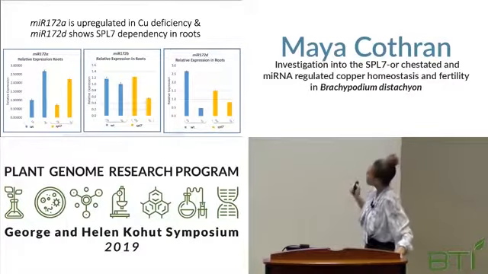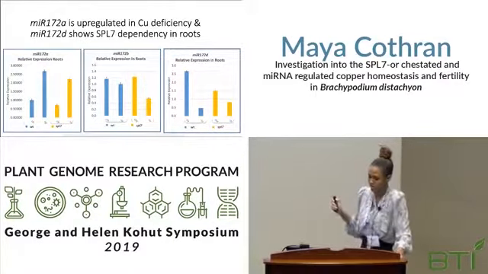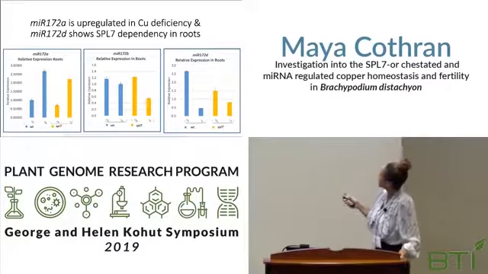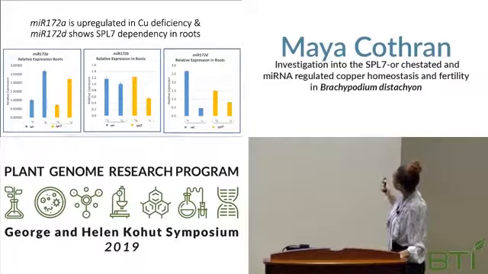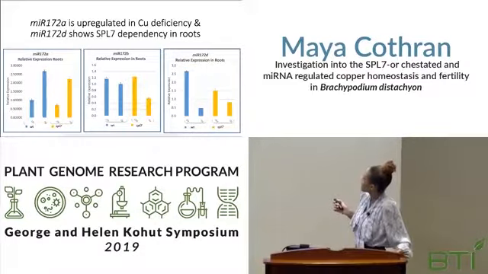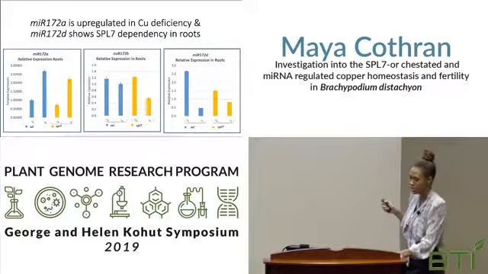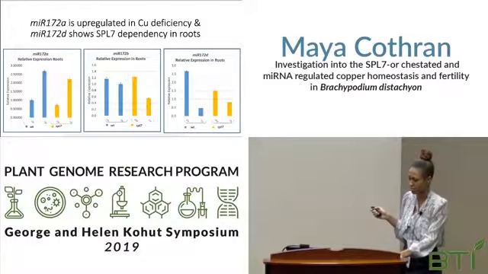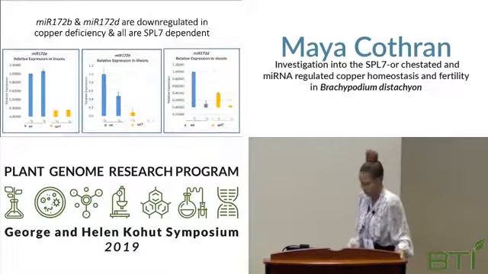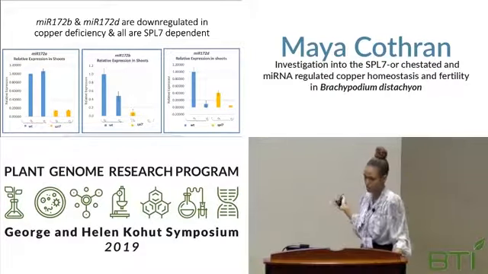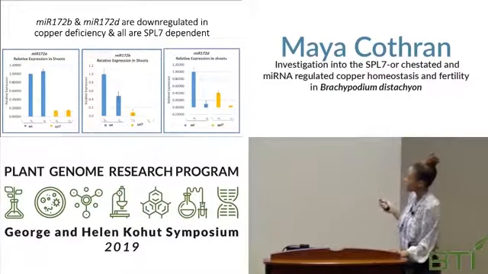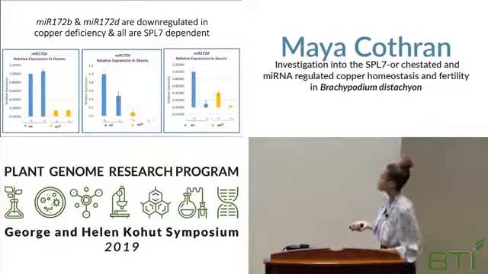So when we break all of these down and look at each one individually, we see that A is the only one that's really upregulated in copper deficiency, but D is heavily downregulated in copper deficiency. And we see that it's not really that SPL7 dependent, only isoform D shows to be partially SPL7 dependent. So, alternatively, in shoots, we see that all 3 isoforms show SPL7 dependency, which is in contrast with roots.